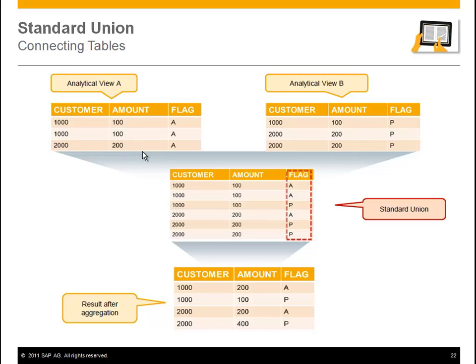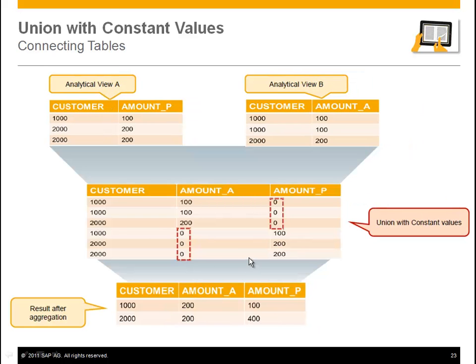In this example, we have two analytic views with a field called flag. So in the first analytic view, we have A, and then we have P, for example. So this could be actuals and planning. And then once you do a union, a standard union that is, you will see all the flags on the right hand side, and if you run a query, you will see the result after aggregation, just like this one over here. A better option is to use constant values instead.